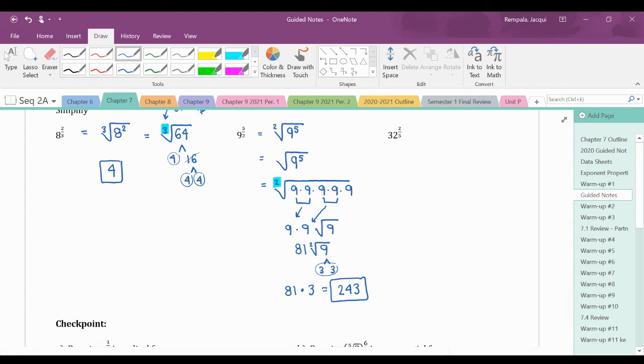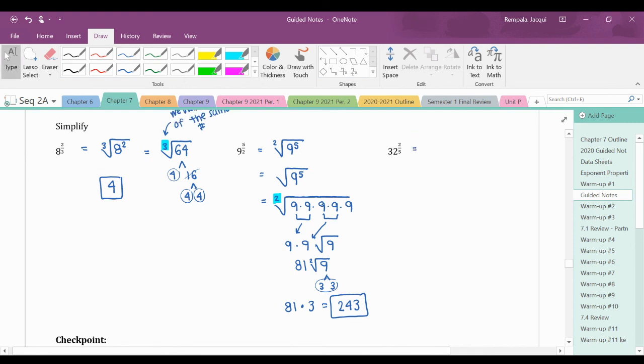Finally, in the last one here, we have 32 to the 2/5 power. So if I think about rewriting it into radical form, the 32 is going to be under the radical. Its index is 5 because that's the denominator. And we then technically have that 32 being squared. So that means that underneath that 5th root, we really have 32 times 32. Now, because my index is a 5, that means we want 5 of the same number in order to move it outside of the radical.